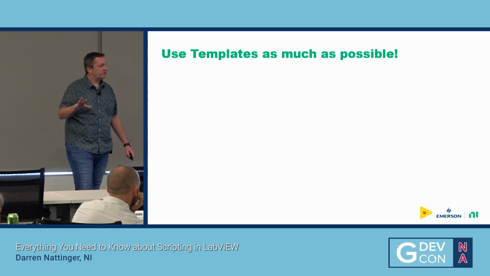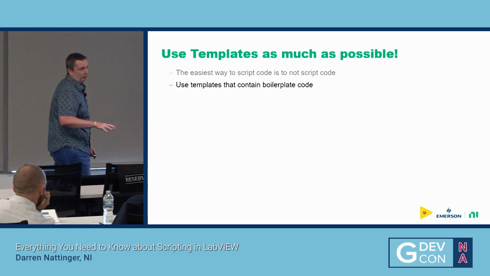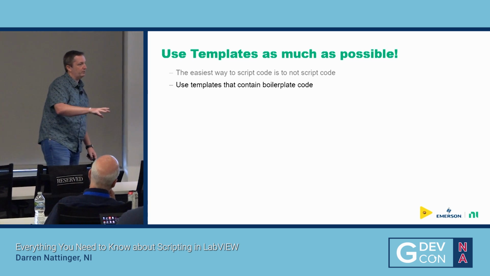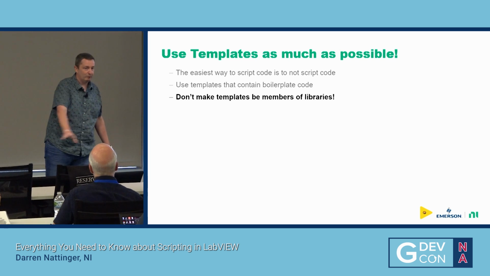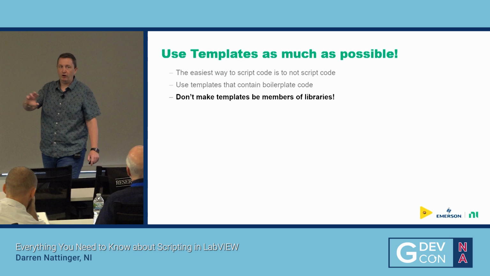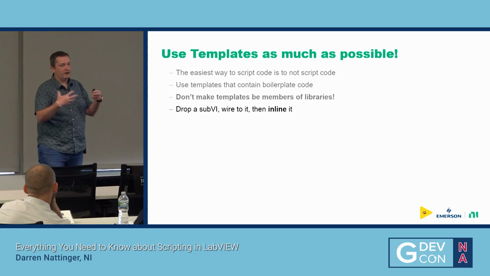Use templates as much as you possibly can. The easiest way to script code is to not script code. Use templates that contain your boilerplate code. Don't make your templates part of libraries. I've given that advice a million times. Your templates should be sitting off in an auto-populating folder somewhere. Drop a sub-VI, create wires to it, and then inline it.